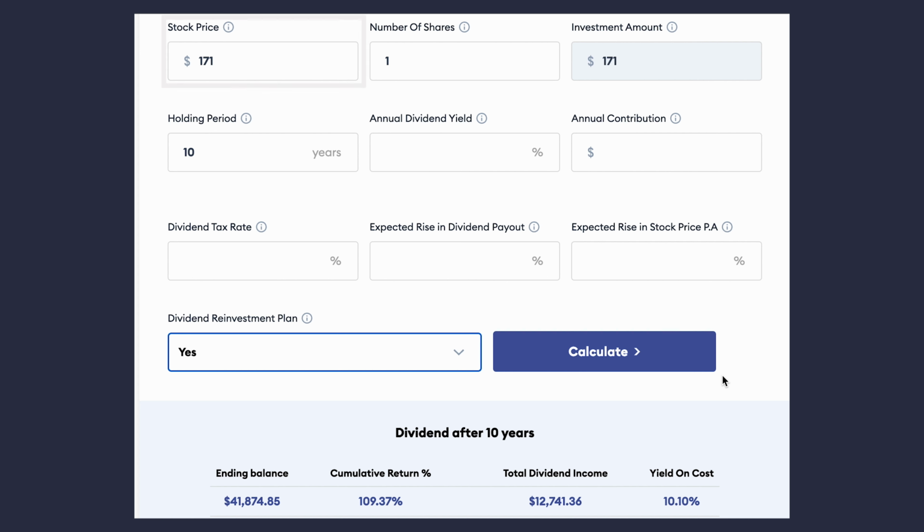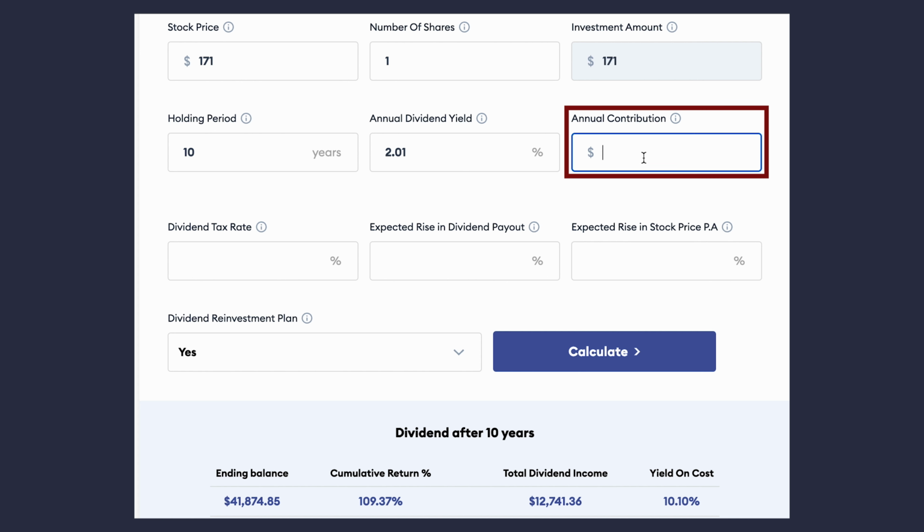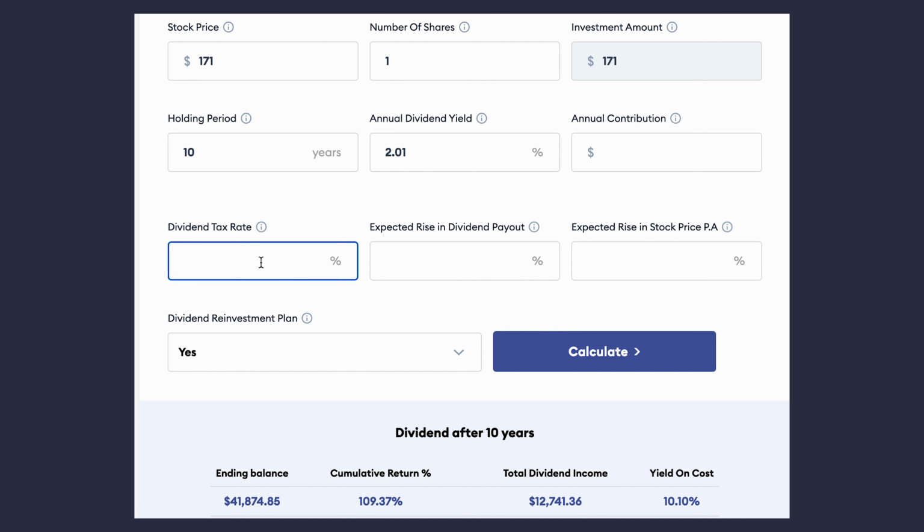Okay, so the price of the share is $171. I had to put number of shares 1 here, so we assume we start at 1. A holding period of 10 years. The annual dividend yield right now is at 2.01%. We're not going to contribute just yet. The dividend tax rate, I'm going to leave at 0 for now. We're going to assume that this is going into a Roth IRA or TFSA where it's sheltered from taxes. We can play with other rates after.